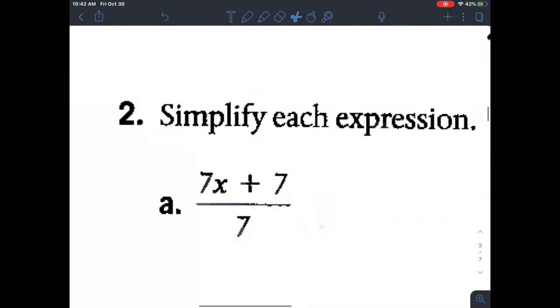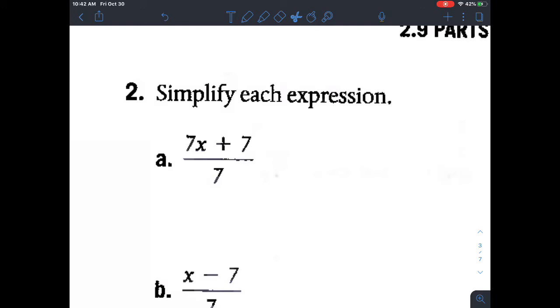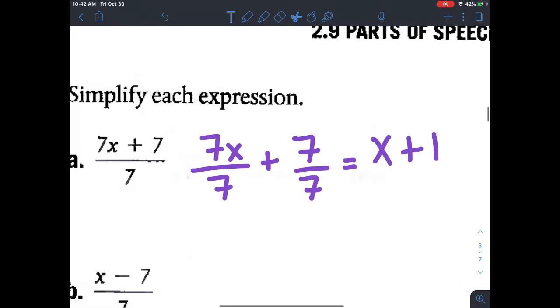So we're going to apply that same idea to this first one. We have the 7 as the denominator, so I'm going to split that into two fractions: 7x divided by 7 plus 7 over 7. And then from there, hopefully you can see that you can simplify or reduce those 7s, and you'll be left with just x plus 1.